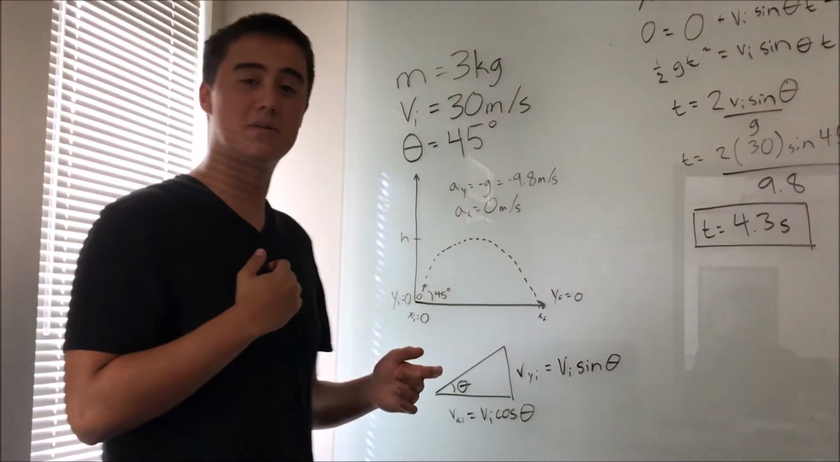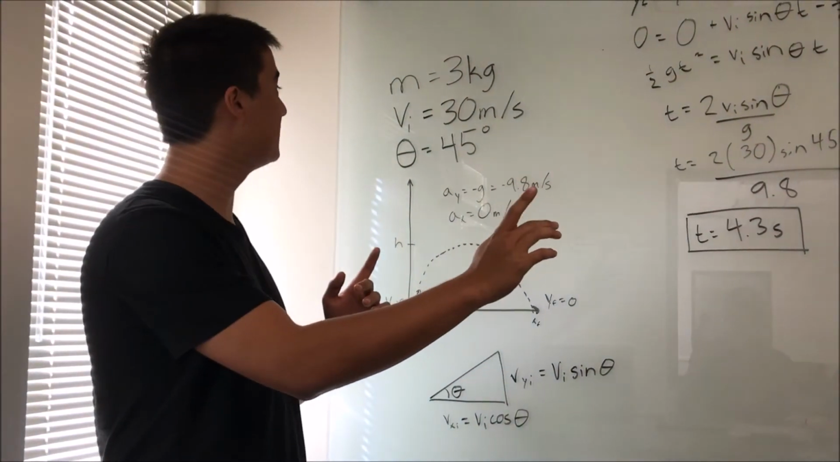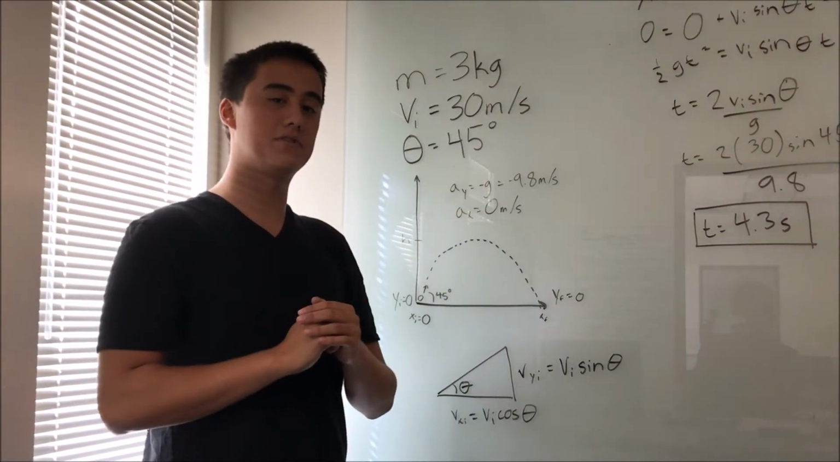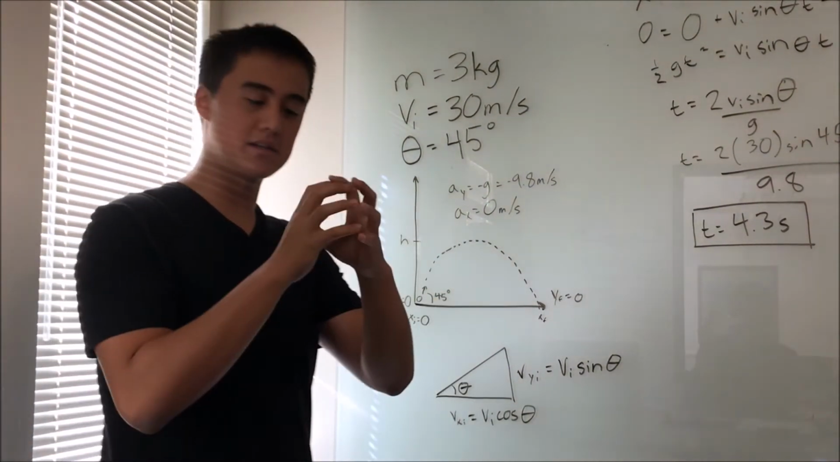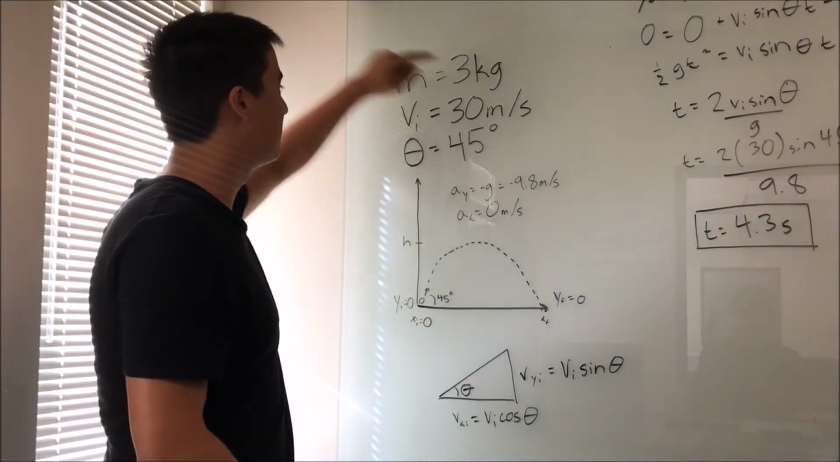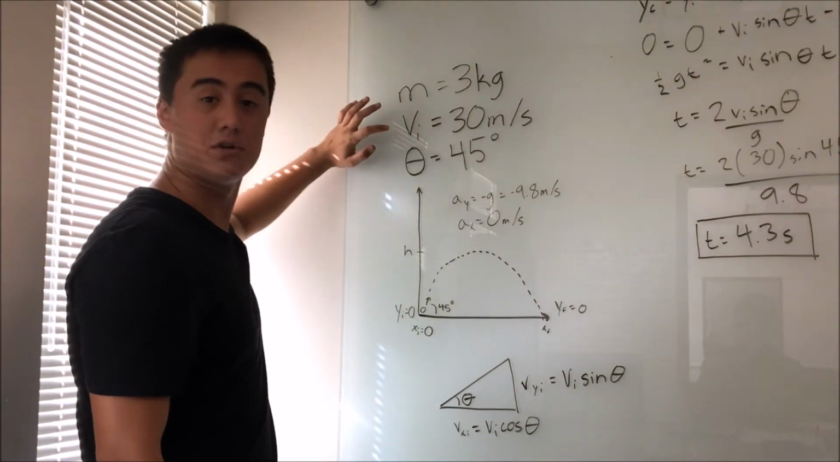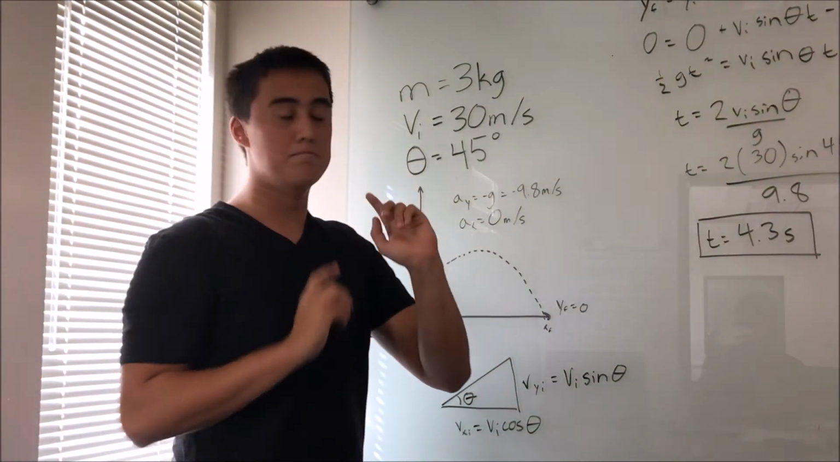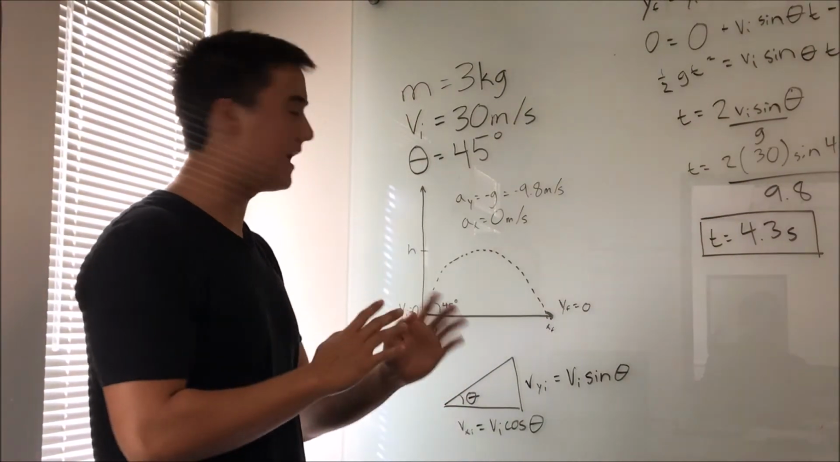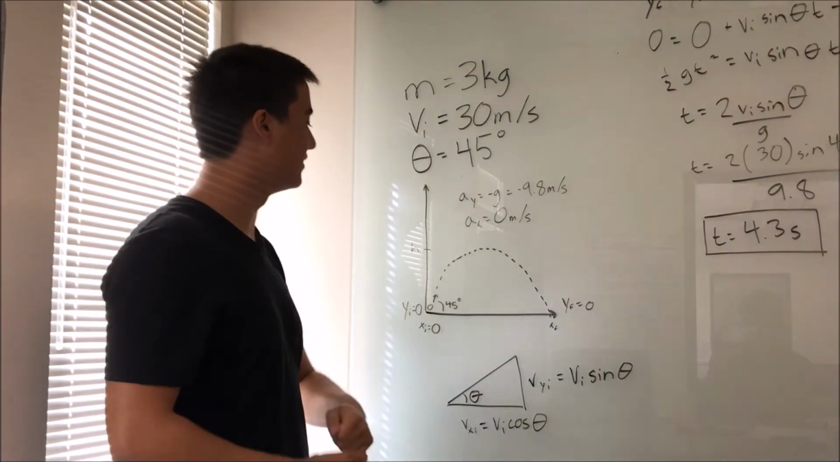Suppose I wanted to kill someone with Junkrat from 100 meters away at about a 45-degree angle. So, consider the mass of the projectile, which would be about 3 kilograms, the initial velocity, which would be 30 meters a second, and the angle I'd be shooting at, which is 45 degrees.